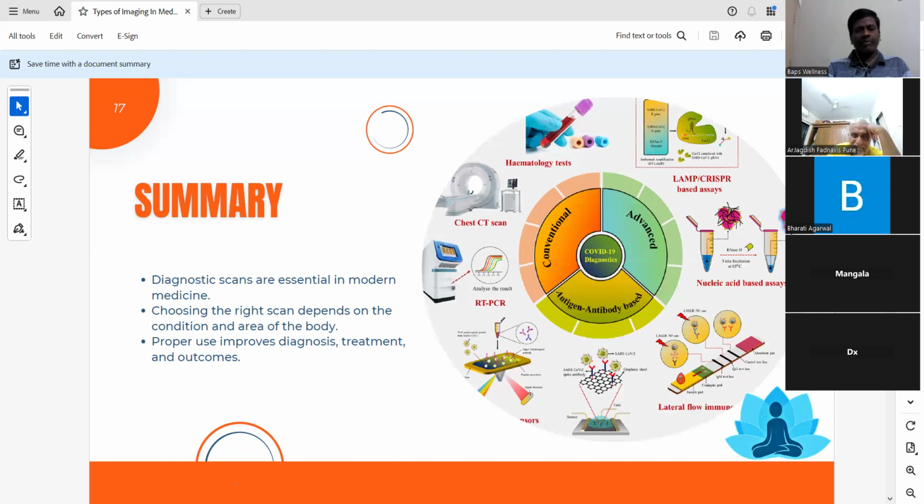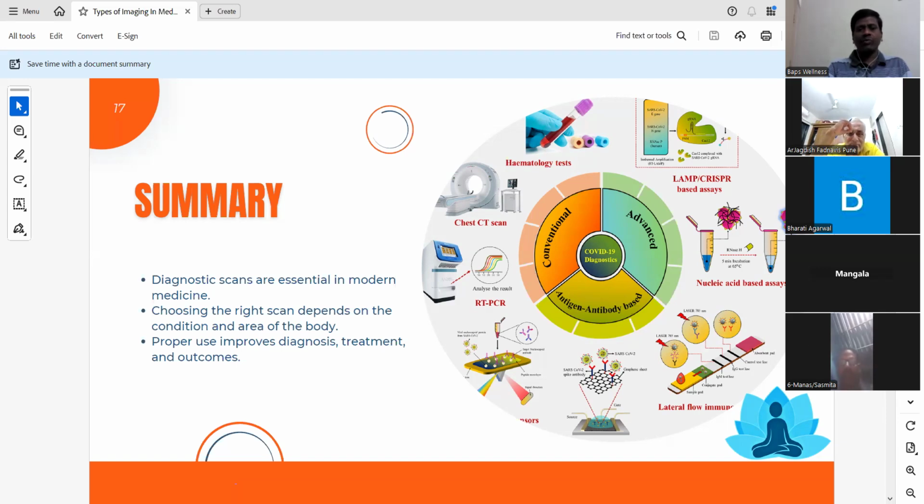Then we have seen mammography, where low dose X-rays are used on the breast mainly to detect breast cancer, and high sensitivity for breast tumors is a major usage area of mammography. Then we have seen DEXA scan, that's bone densitometry, using low dose X-ray here also to diagnose bone health, bone strength.